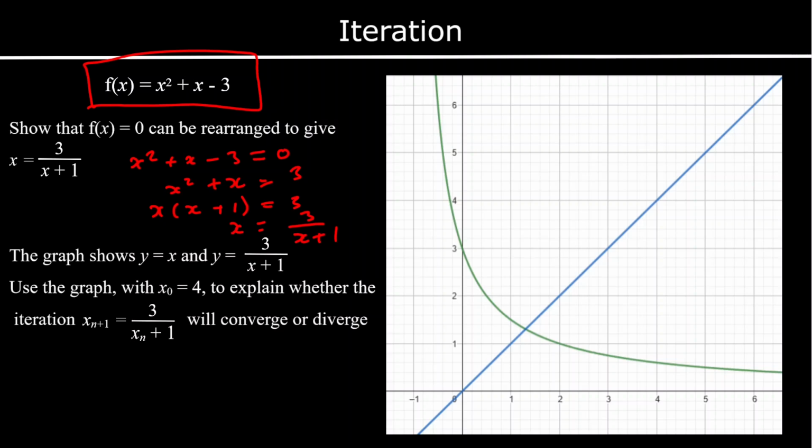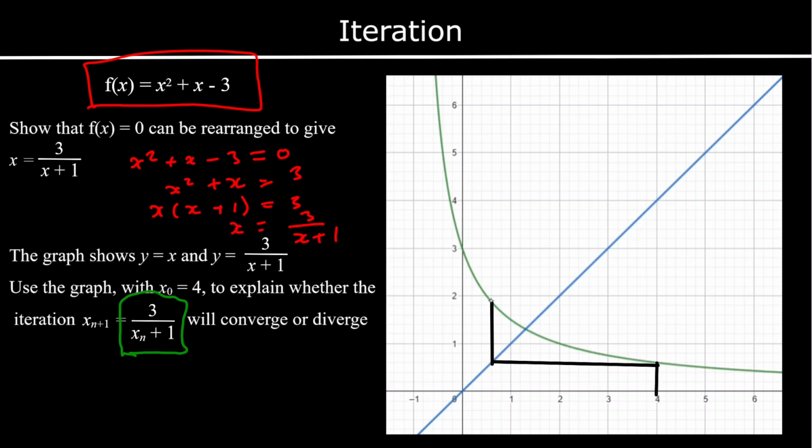And then we're going to look at this one on the graph. So we're starting with x0 is 4. So we put it into our function of x, which is this part, which is our green line. So we're going to put in 4 into our green line. And we get out something around 0.6. We want to put that into our green line. So we bounce it off of the line y equals x. And we get something around 1.8.